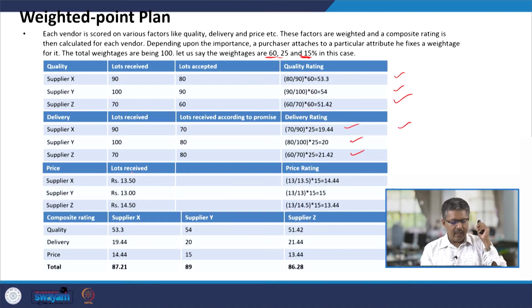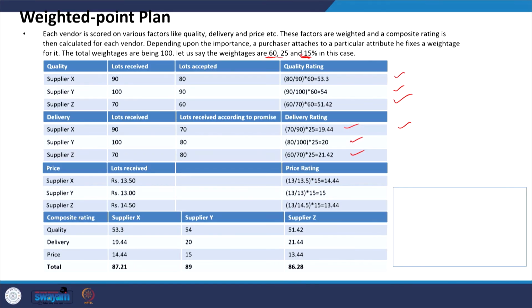Now, if you come to the price rating, these three suppliers have given prices of 13.5, 13 and 14.5. This is the quoted price from the supplier's end and you have agreed to it maybe. How do you find this rating? 13 is the lowest price, so the lowest price divided by 13.5, because this is the price that this supplier has quoted, into 15 which is the weightage. So you get 14.44. Similarly, for the second it is 13 by 13 into 15, so 15, and then 13 by 14.5 into 15. So you are comparing against the lowest-price supplier.